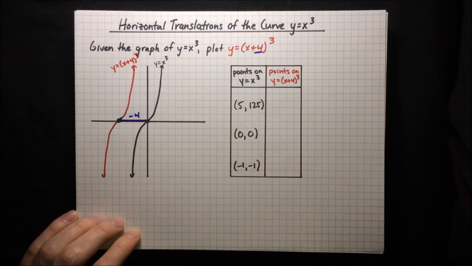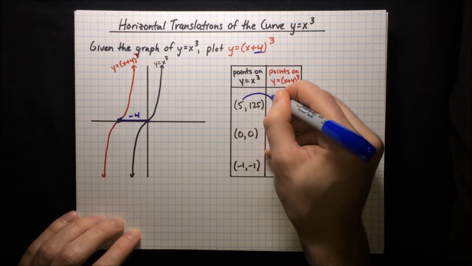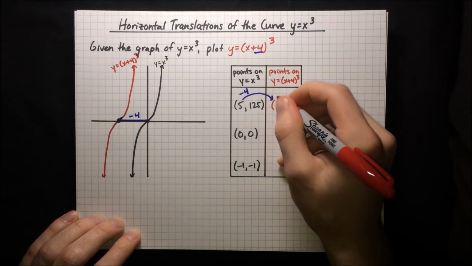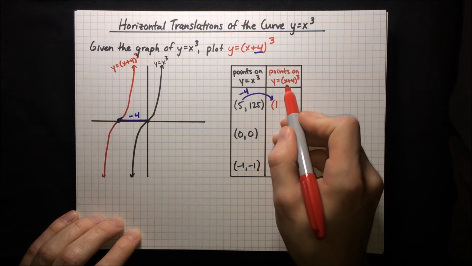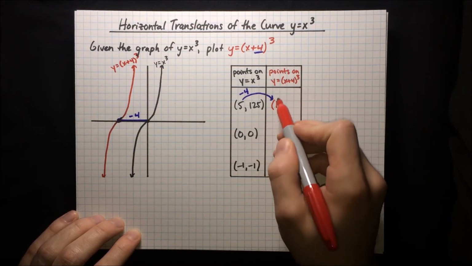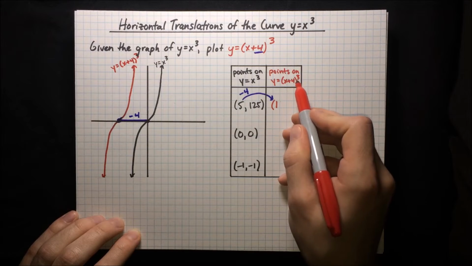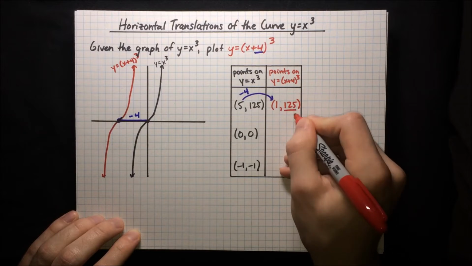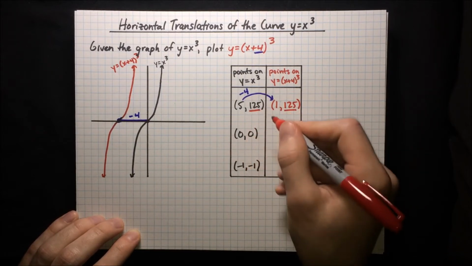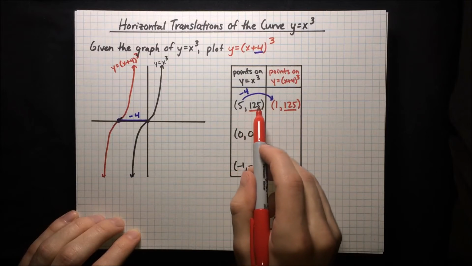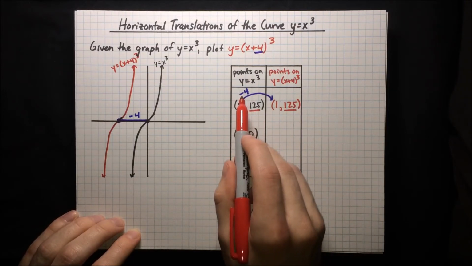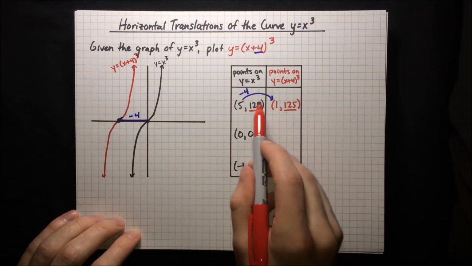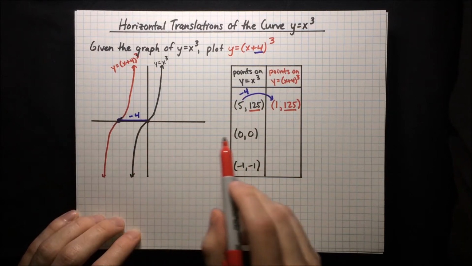So subtract 4 from 5, so 5 minus 4, and let's get a new point. So 5 minus 4 is just 1, and let's plug that point into the function y equals (x plus 4) to the third. So (1 plus 4) to the third is 5 cubed, which is 125. And look at that, the y-coordinate matches the y-coordinate that we had before. So we see that the point (5, 125) just ends up moving 4 units in the negative x direction to the point (1, 125). It stays the same height, but just moves 4 units to the left.